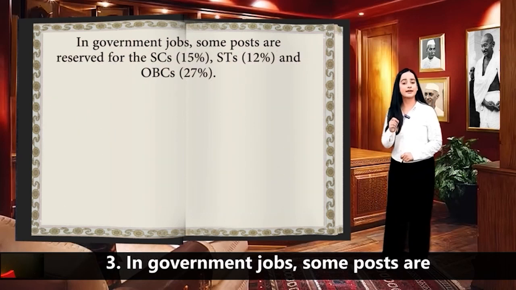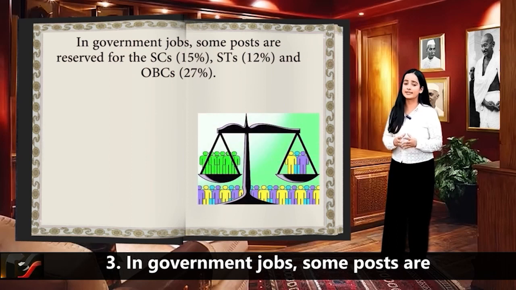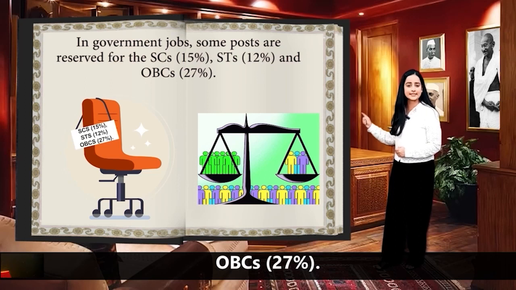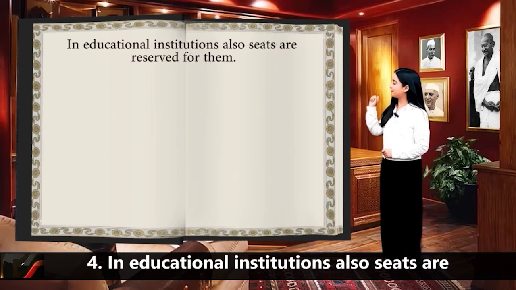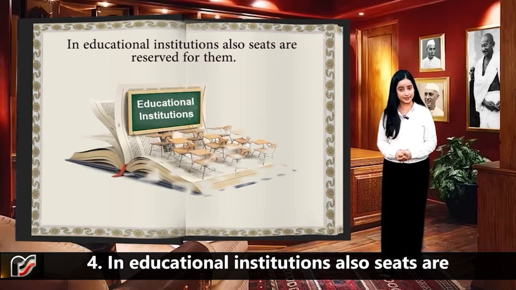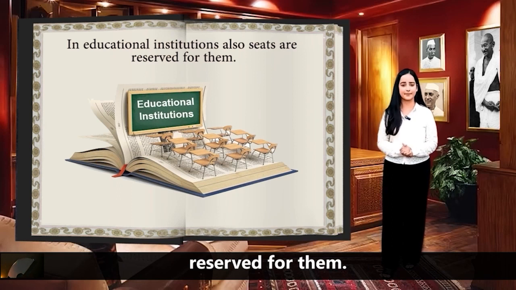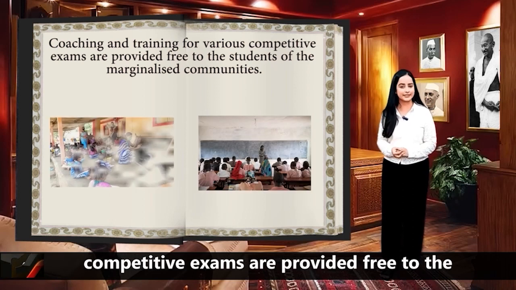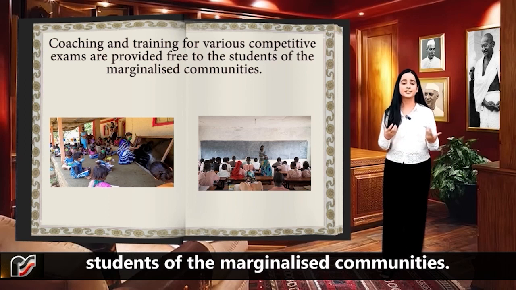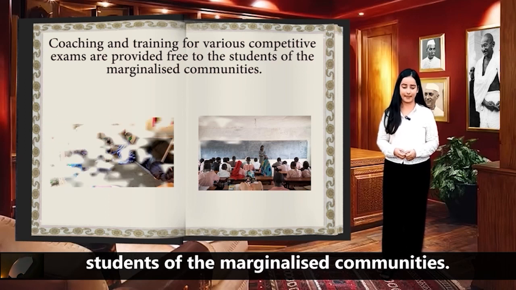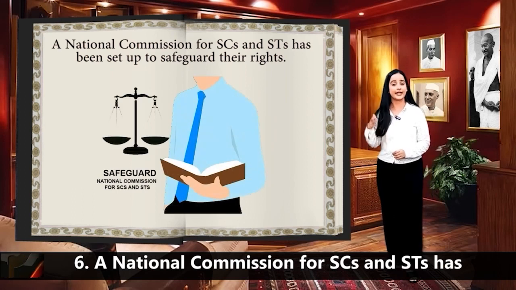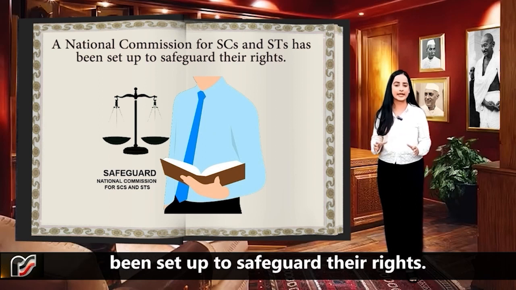Number 3. In government jobs, some posts are reserved for the SCs 15%, STs 12%, and OBCs 27%. Number 4. In educational institutions, also seats are reserved for them. Number 5. Coaching and training for various competitive exams are provided free to the students of the marginalized communities. Number 6. A national commission for SCs and STs has been set up to safeguard their rights.